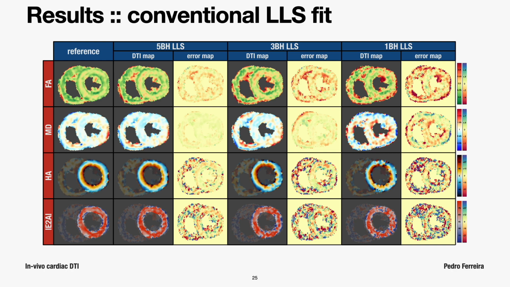The FA map for a healthy heart is expected to show a band of higher FA in the mesocardium. This band was visible in the reference map and in the 5 breath-hold map, but it was harder to identify this feature for the 3 breath-hold and even more so for the 1 breath-hold map.